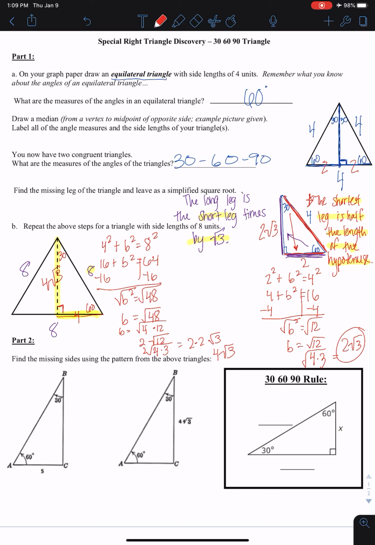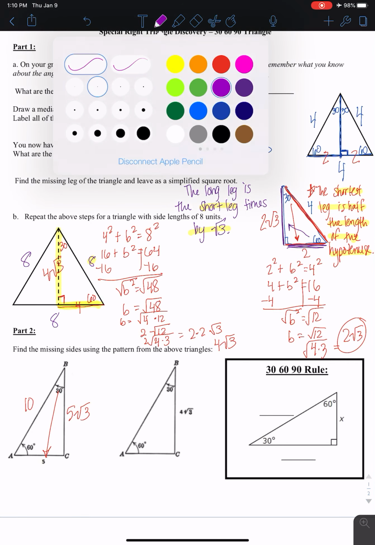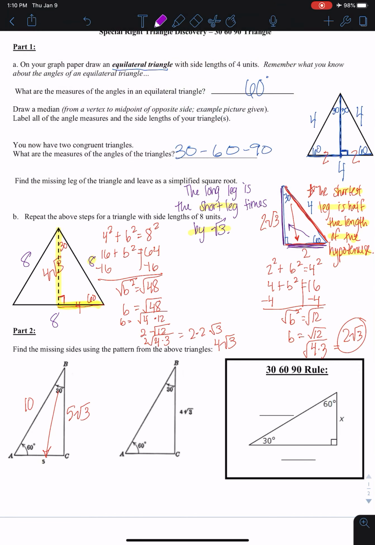So we're going to use that pattern down here at the bottom. I'm given the shortest leg as 5, so that makes the hypotenuse twice as long, 10, and it makes the long leg the short leg times the square root of 3, so 5 root 3. And then in the other example we were given the long leg, so the long leg is the short leg times the square root of 3, so that makes this 4, which makes the hypotenuse 8. So when we fill in our rule, we're given the short side x, so the hypotenuse is twice as long, so 2x, and the side opposite the 60, the long leg, is x root 3.